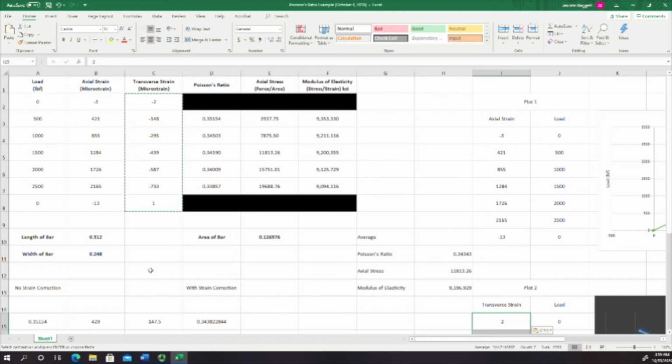I hope this helps in terms of giving you a little bit of information in terms of the analysis and the experiment. And that concludes our experiment on Poisson's ratio.